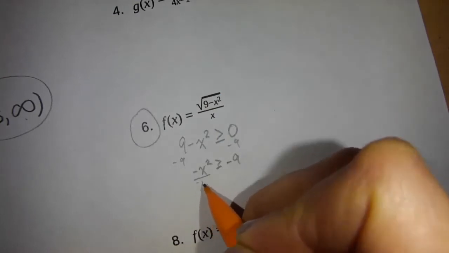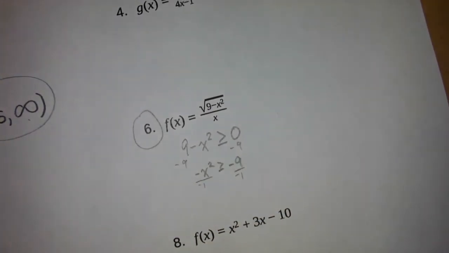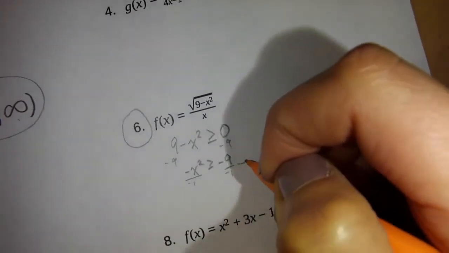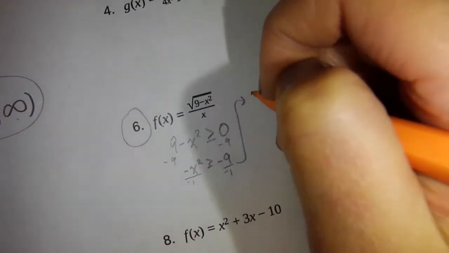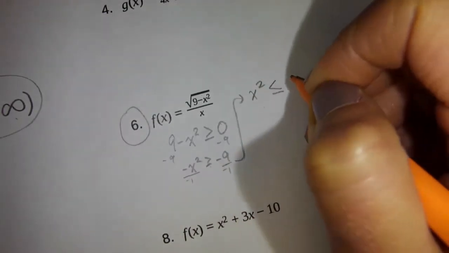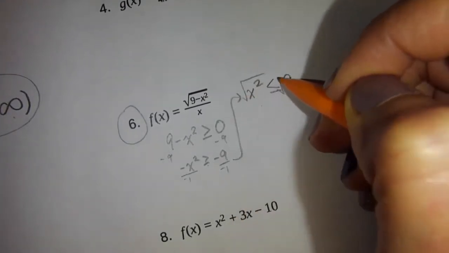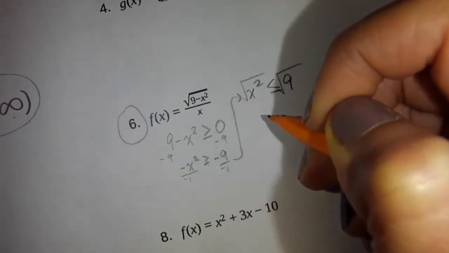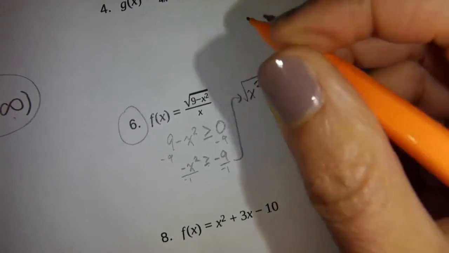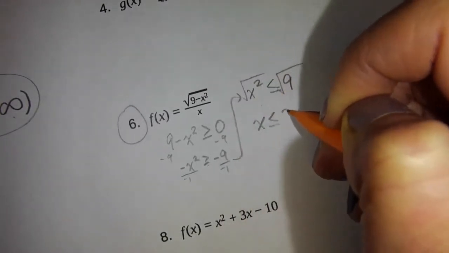And now I have to divide out this negative 1. So remember, when you multiply or divide by a negative, the sign will flip. So this now is x squared, and instead of greater than, it becomes less than or equal to positive 9. And now I'll take the square root of both sides. So we have x is less than or equal to 3.